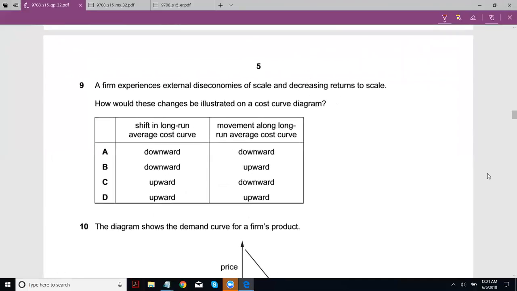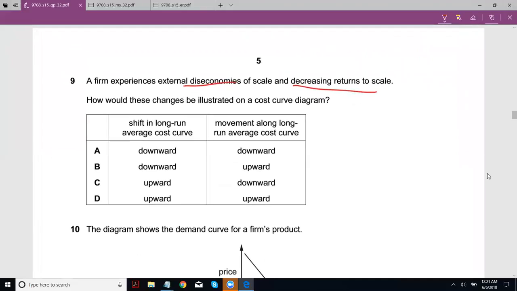9. A firm experiences external diseconomies of scale and decreasing returns to scale. How would these changes be illustrated on a cost curve diagram? So, with diseconomies of scale, I believe you're just producing somewhere here, on the upward scale, so a movement along the long run average cost curve. So there's a movement upwards.